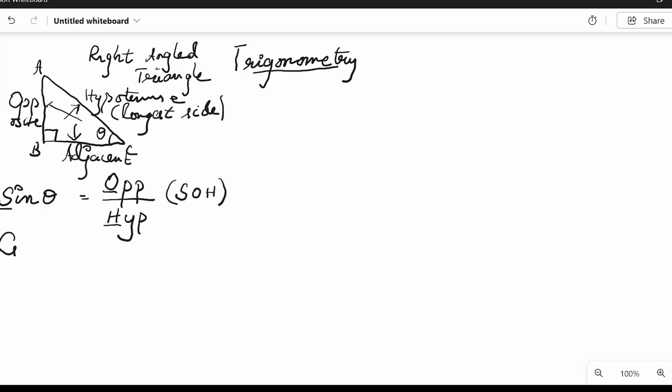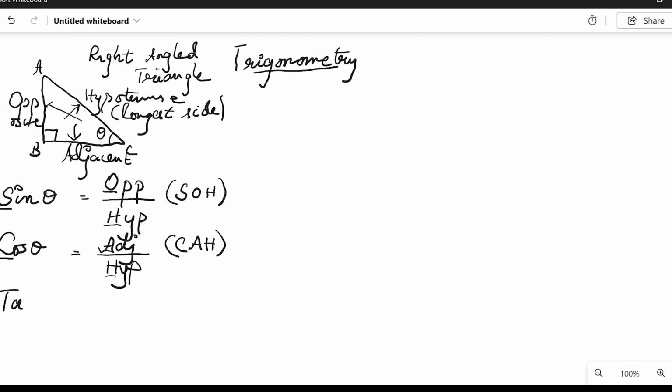The next one is cos theta. What is cos theta? This is the next one, which is called cosine theta. If we know the adjacent and the hypotenuse, then we can find the cos theta. How to remember this in a short way? If you remember all the starting letters, you could do it. It is nothing but CAH.